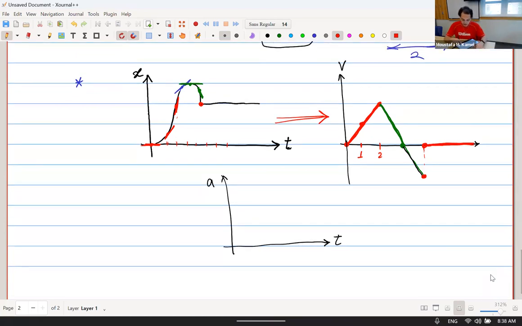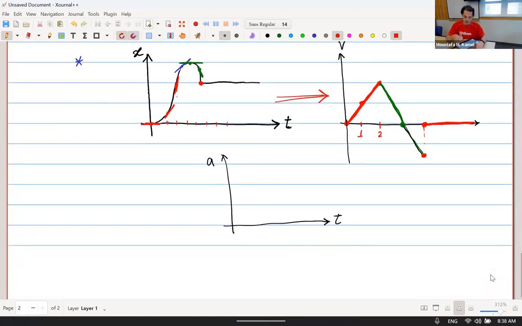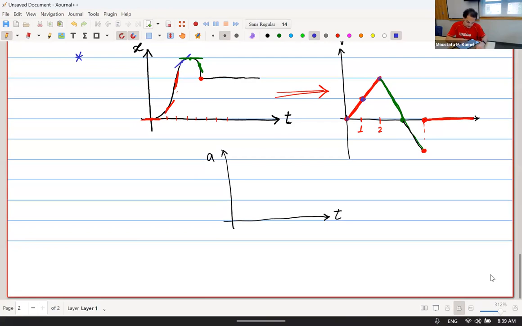We can go on and do the same for acceleration from the velocity versus time graph, but this will probably be easier because here we have a straight line. So the slope of a straight line is constant. So we have constant acceleration, positive in the beginning, here up to this point here.